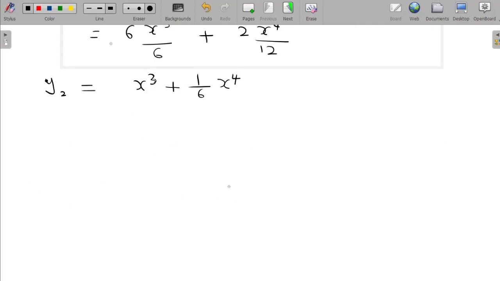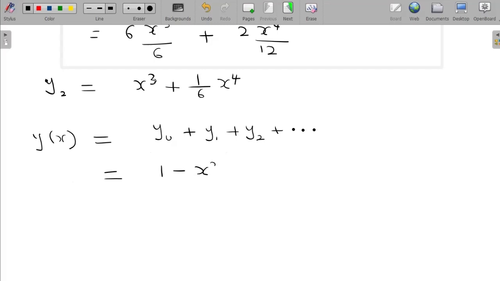The solution can then be collected together as y0 plus y1 plus y2. And this gives us 1 minus x squared plus x raised to power 3 plus 1 over 6 x raised to power 4. So you can then obtain as many terms as possible.